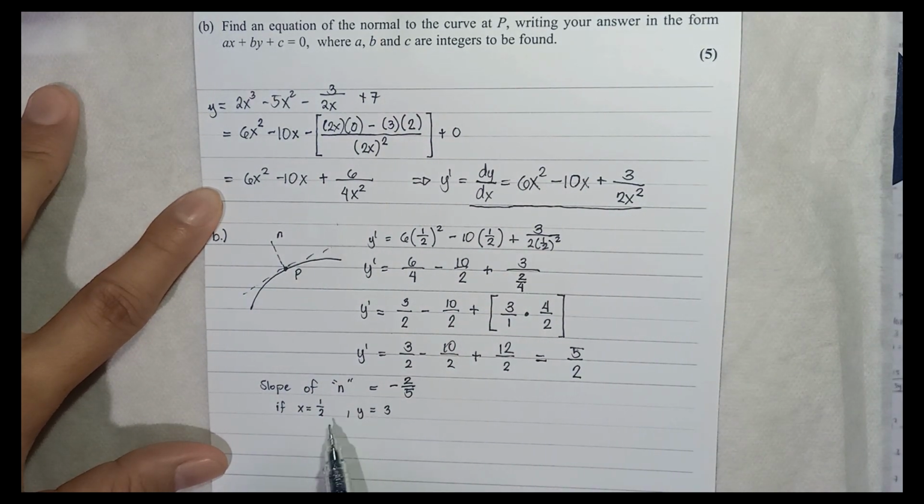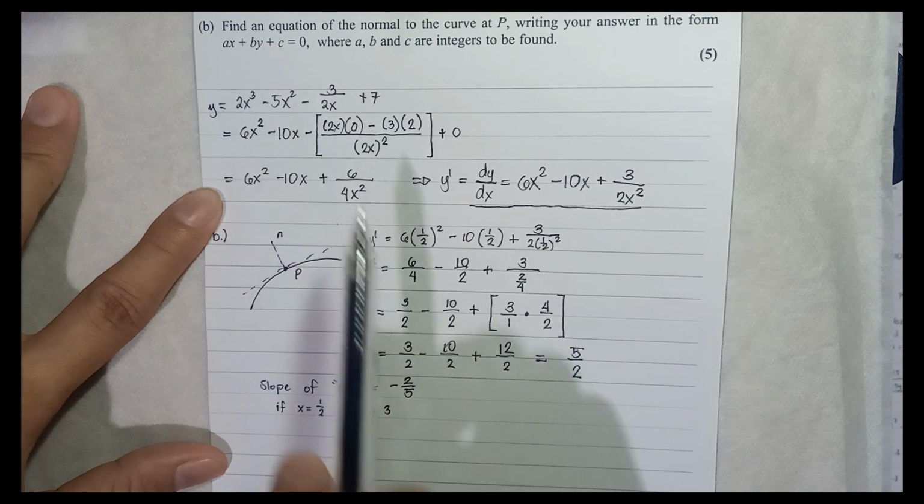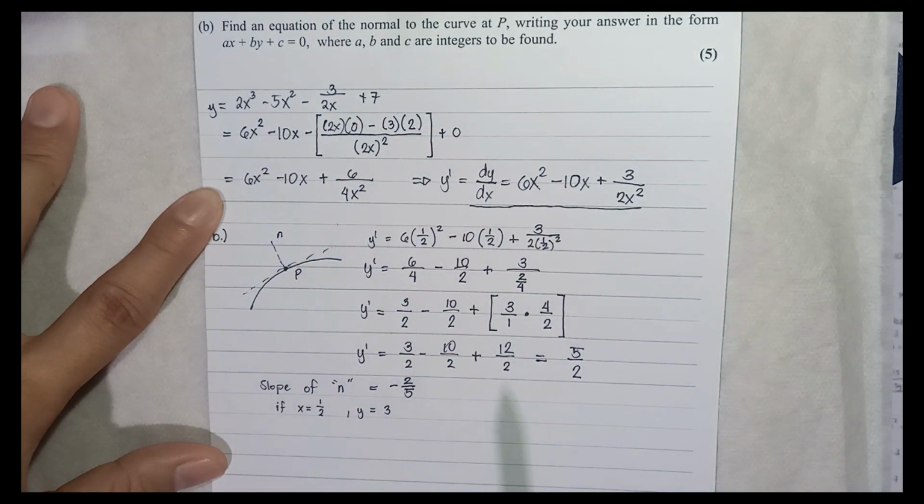So how did we get this? Substitute 1/2 to the original function, to the original curve. That's 2x cubed minus 5x squared minus 3 over 2x plus 7. Then you will get y is equal to 3.